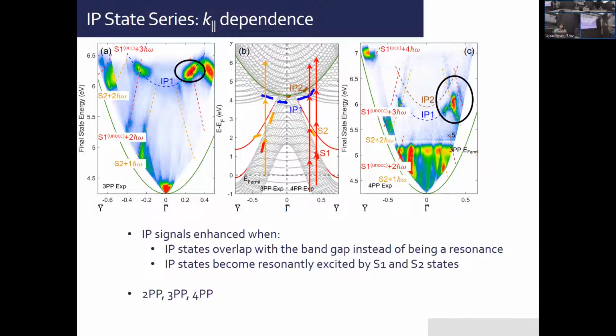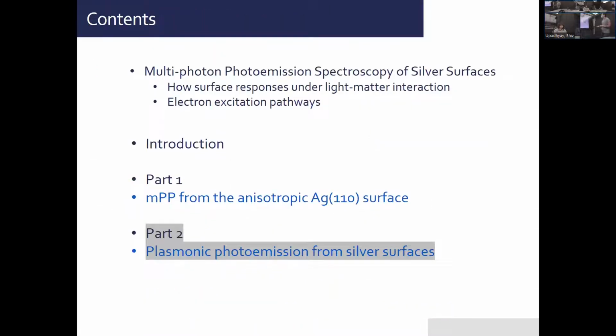So basically, we study the 2 photon emission, 3PP and 4PP, and present a comprehensive study of the MPP spectroscopy of the silver 110 surface. So next, I'm going to discuss the plasmonic photoemission from silver surfaces.